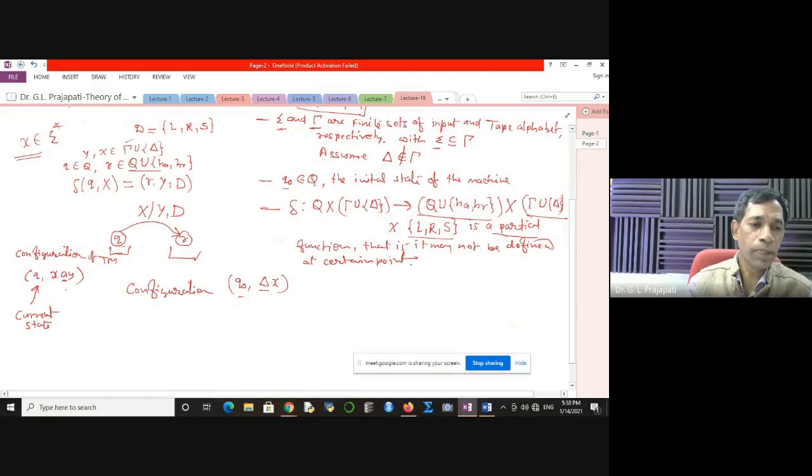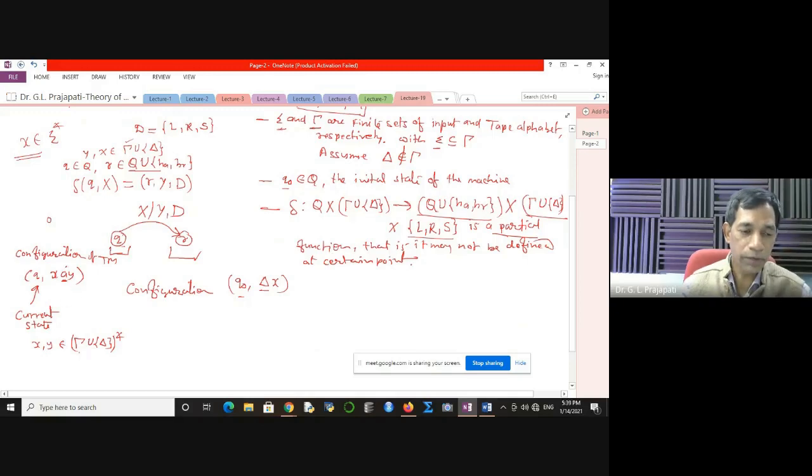This is the current state, and X, A, Y: X and Y can be any string from Γ union blank, any string that consists of any symbol from the tape alphabet or blank. The first leftmost symbol of X is stored at square number 0, and I am underlining this symbol. This means currently your tape head is scanning the symbol A.